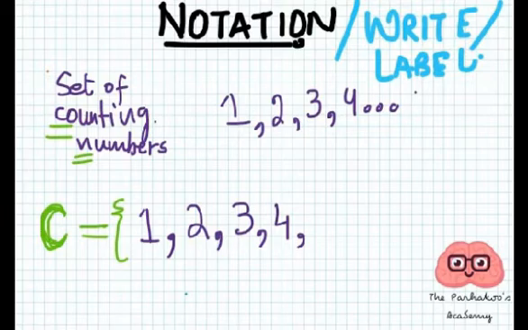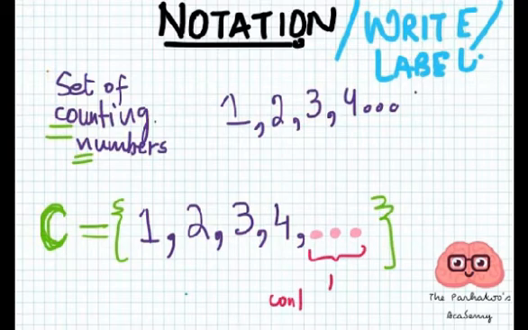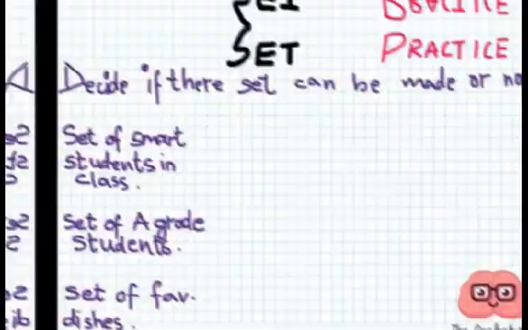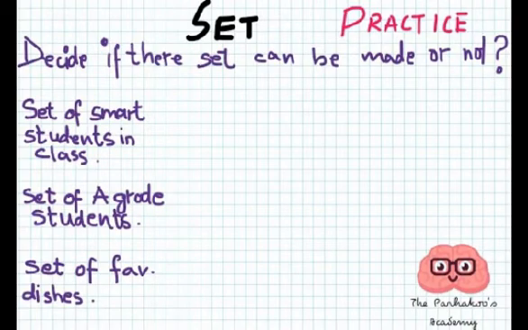Since our last element is not defined, or we don't know where to end this, we just put 3 dots and close this set. And these dots basically show continuity. It means this set goes on and on and on. It doesn't end. So this is how we notate the set. Now I hope it's practice time. You have to decide if these are sets or not.